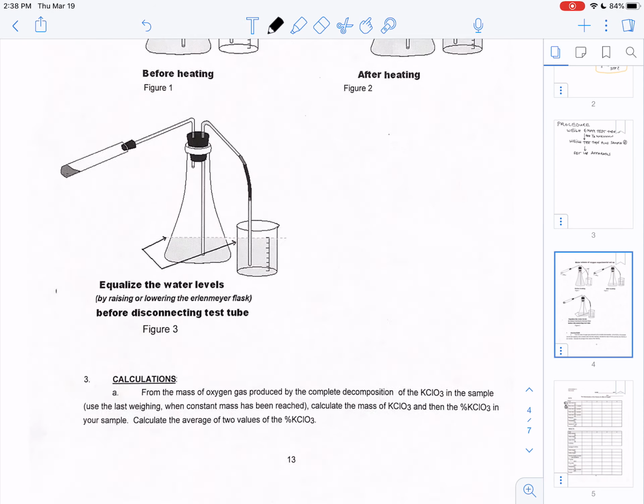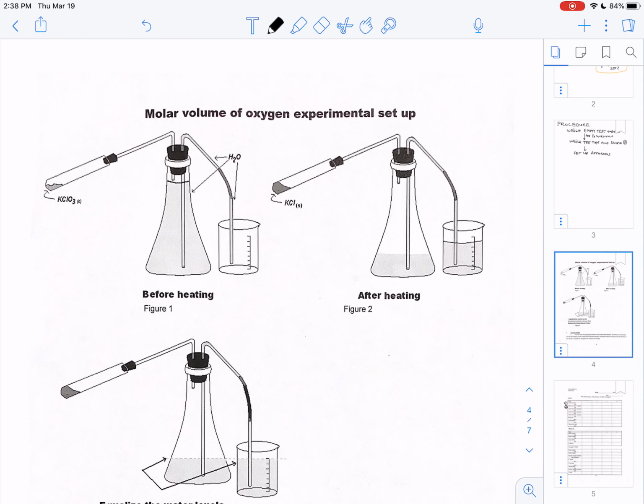So let me show you what the apparatus is that we're going to be using here. This is what it's going to be like, and in our second video, I'm going to walk you through how to set this up and how to run the experiment. Notice here on the left side, we have a test tube that has our unknown, and that is connected to a small tube that goes into a flask that is full of water, into which is a longer tube that is connected out here to a beaker.